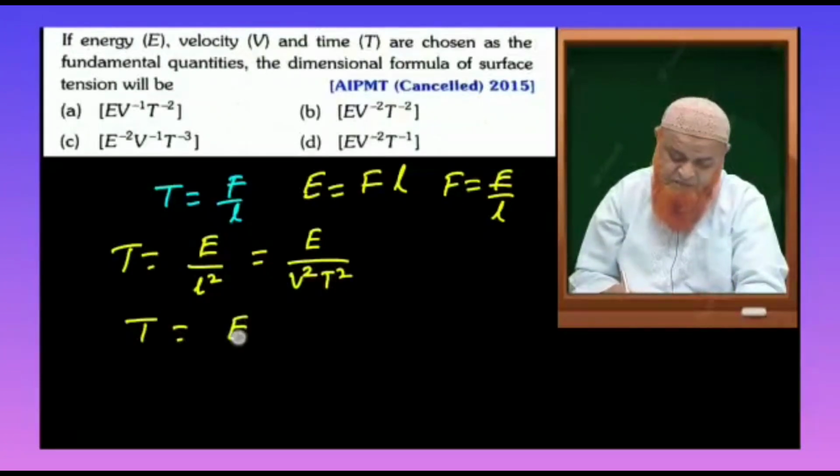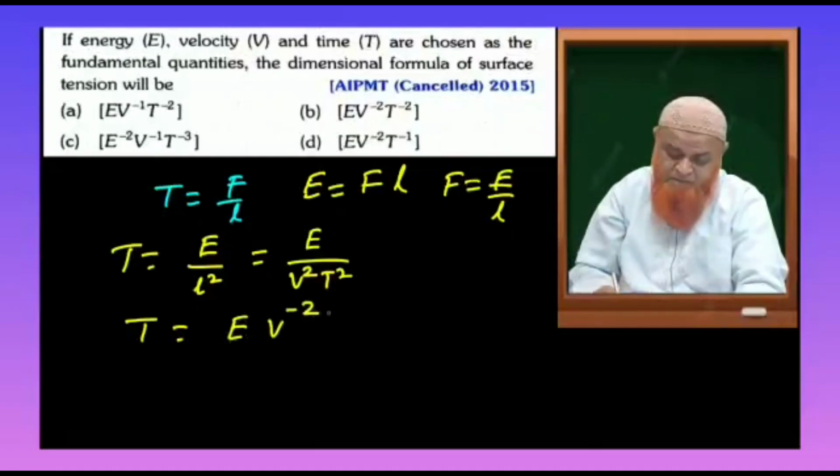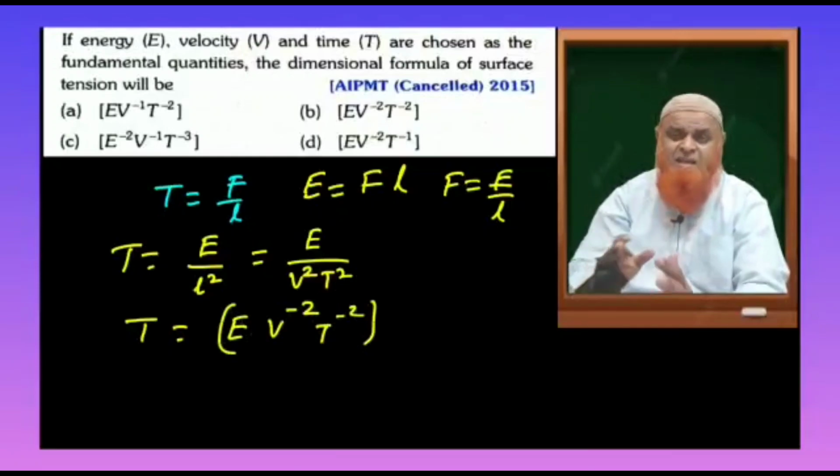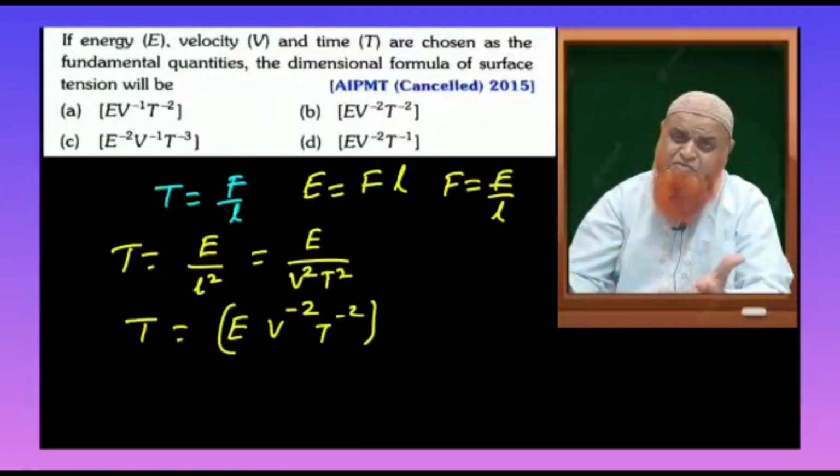Then you can just see that E is equal to E into, I mean, V comes to the numerator, becomes V power minus 2, T power minus 2. Your answer is ready in fraction of seconds. You can do this problem without pen and paper also if you practice a lot.